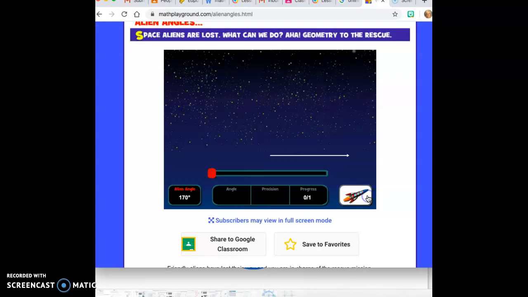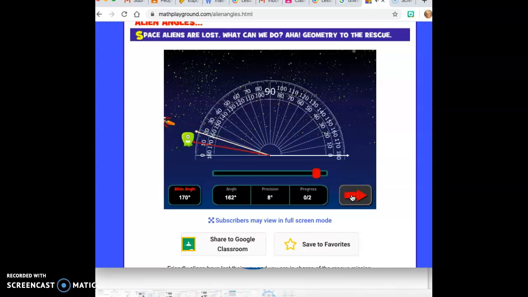All right, try again. Now 170. Well, this would be 90. This would be 180. So I need to go a little bit shorter, a little bit smaller than 180. How about that right there? I got to 162, off by 8 degrees.